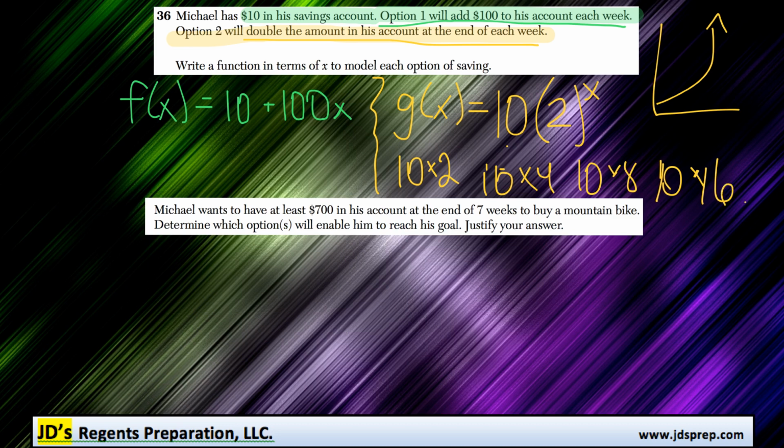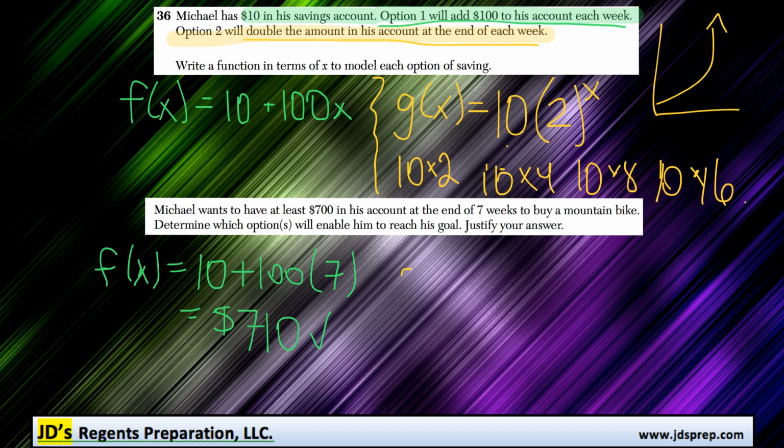Now, part 2 says Michael wants to have at least $700 in his account at the end of 7 weeks. We need to find out which options will enable him to reach his goal. So let's go ahead and see if this works for f of x. So we're going to see how much money he'll have earned after 7 weeks. So that means we're going to replace x with the number 7. So 10 plus 100 times 7 is, in fact, $710. So that's good. He did earn enough.